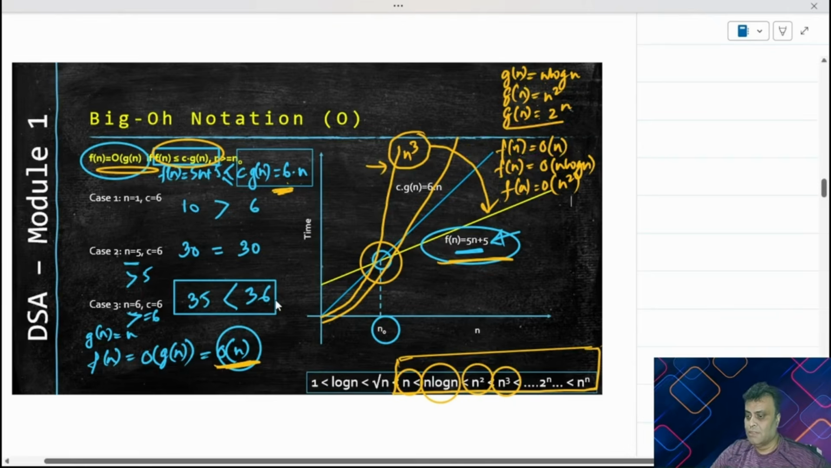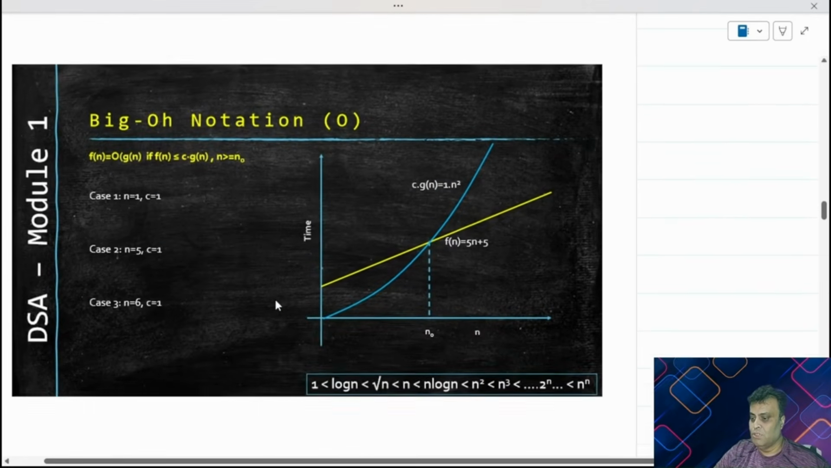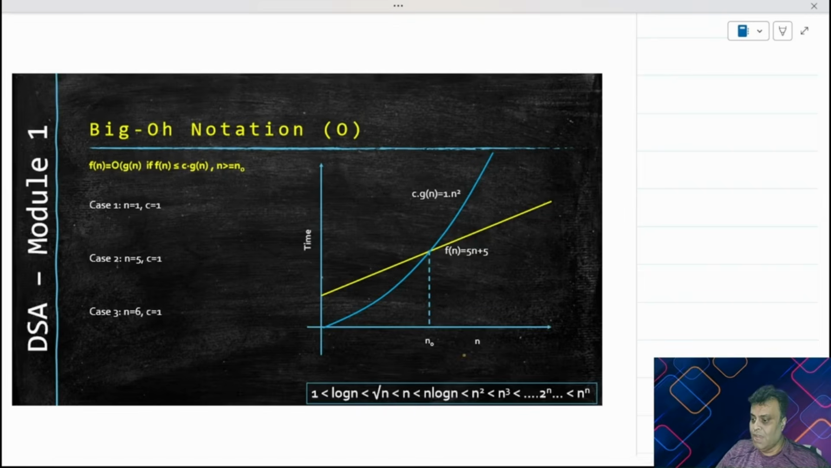Now let us move to the next part where I said that I will prove to you that while we have 5n plus 5's upper bound proven as n from our previous example, we will now prove that n square is also the upper bound of this function. Then it will be much clearer to you. So if I start from here, my Fn is actually 5n plus 5, the same polynomial. But I have changed my Gn. I have said Cgn is actually equal to 1 dot n square.